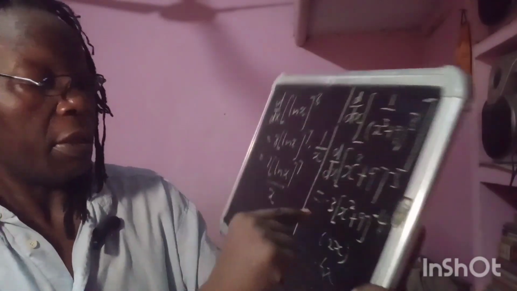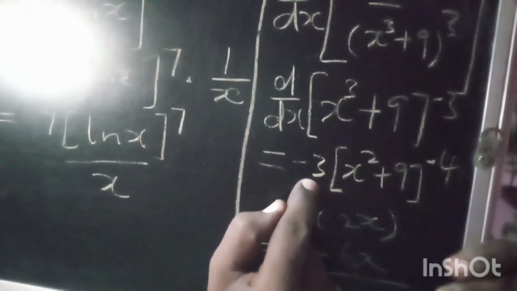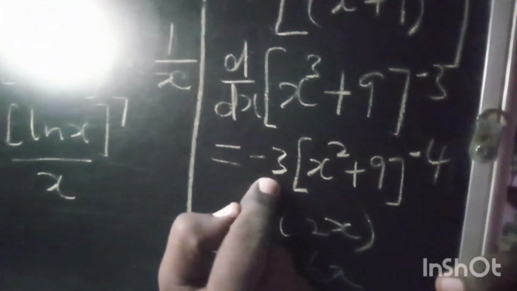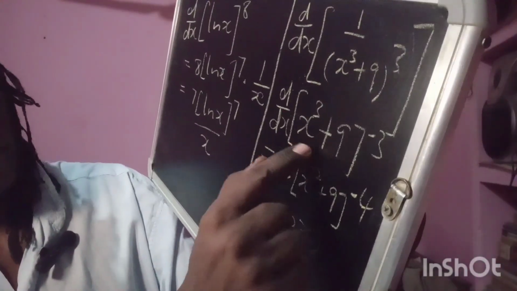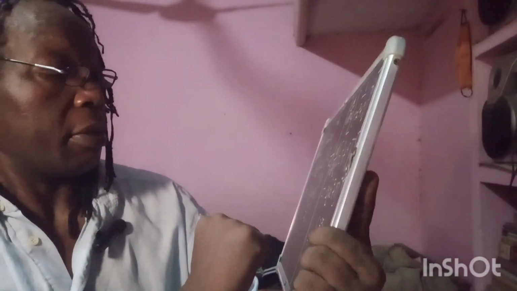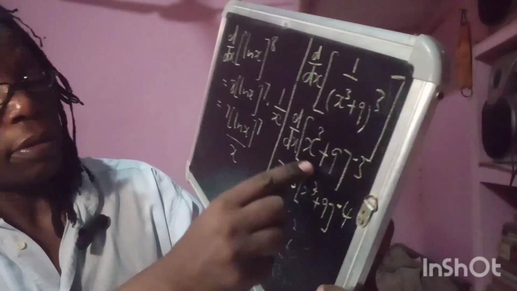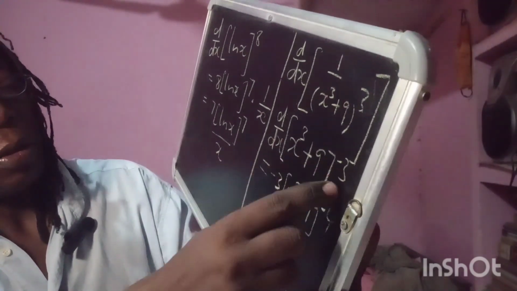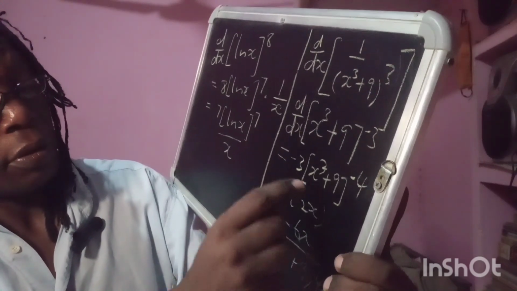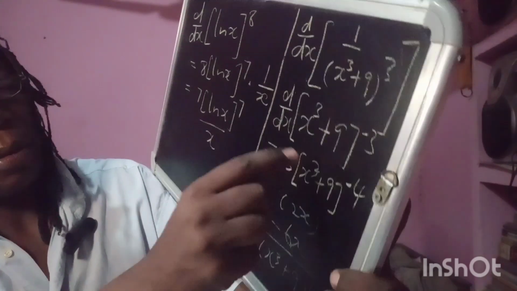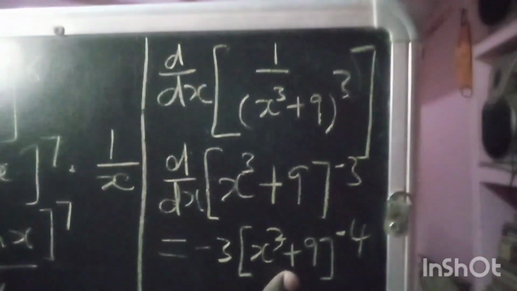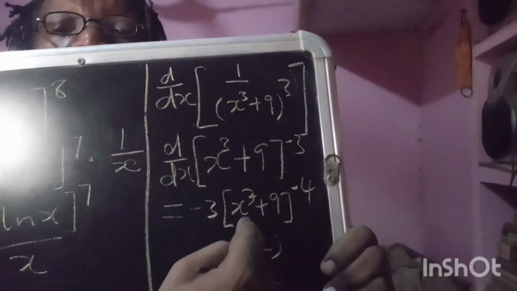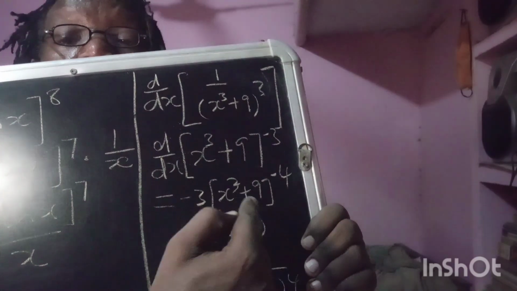And then now the 3 will come in front. We differentiate this one, 3 comes in front, and the rest remains the same. I think there's a mistake here. This should be 3, not 2, because it's 3 here, with the 9, and this one we have brought in front. This one remains the same. And now we differentiate the inside part.